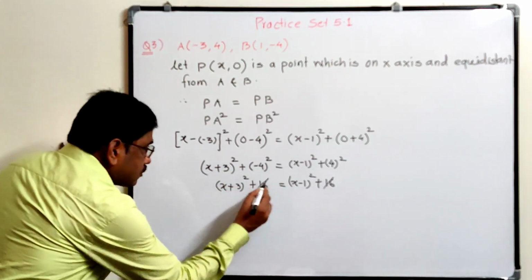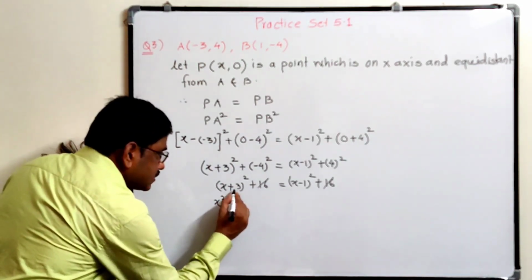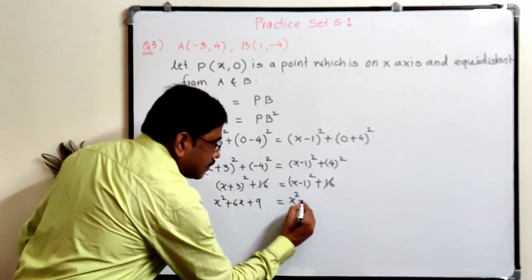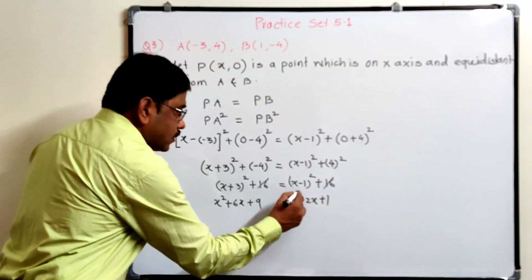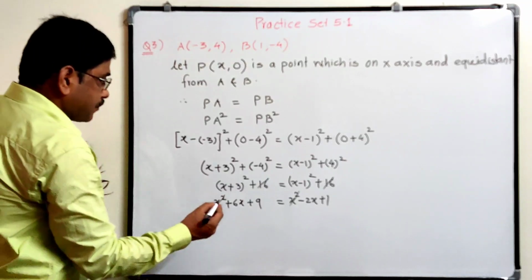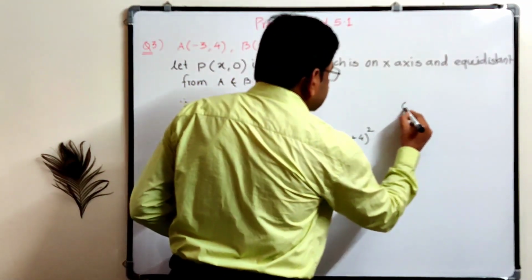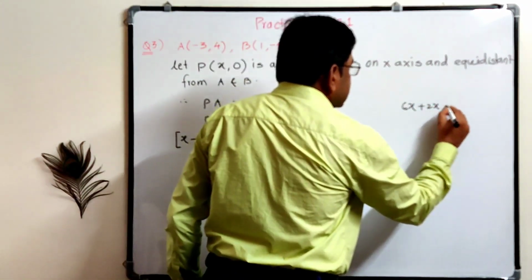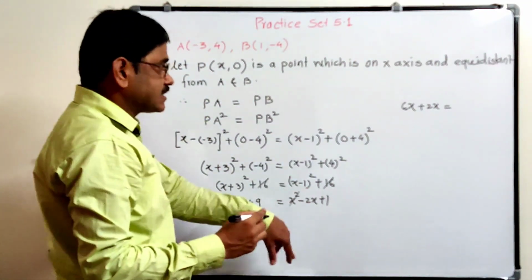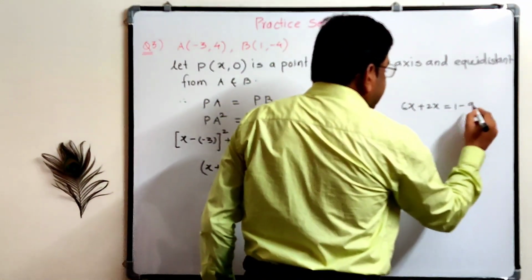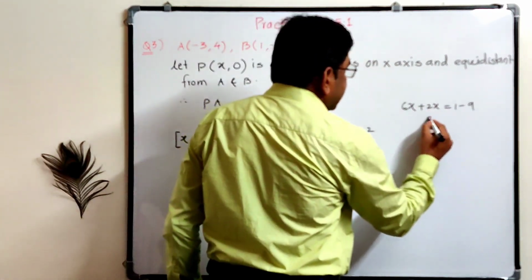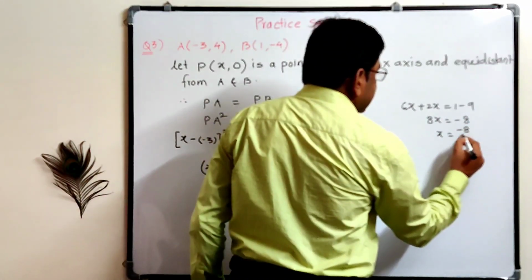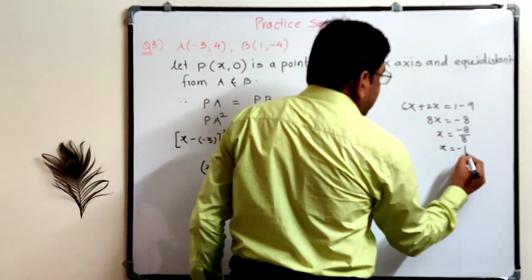So we get x squared plus 6x plus 9, and here x squared minus 2x plus 1. So x squared again gets cancelled from both sides. Now write x on the same side: 6x, and this minus 2x becomes plus 2x. 6x plus 2x is equal to 1 minus 9. So 6 plus 2 is 8x is equal to minus 8. Therefore x is equal to minus 8 divided by 8. X is equal to minus 1.